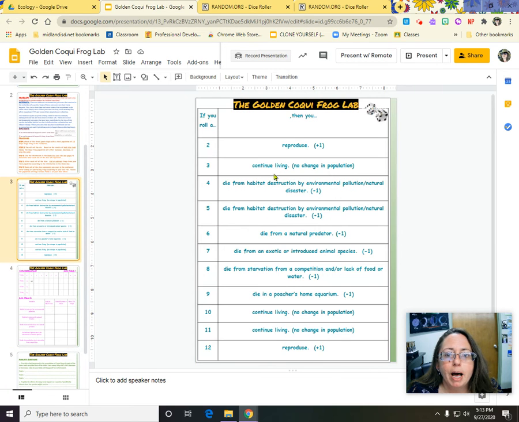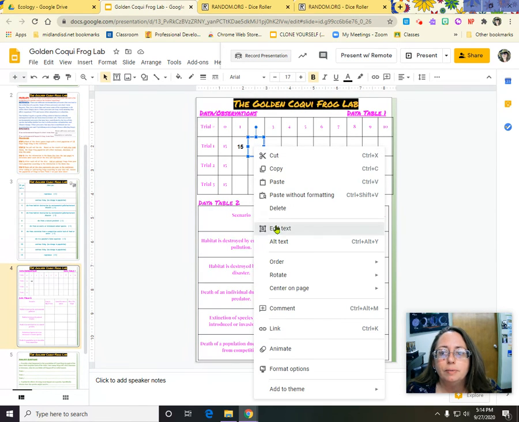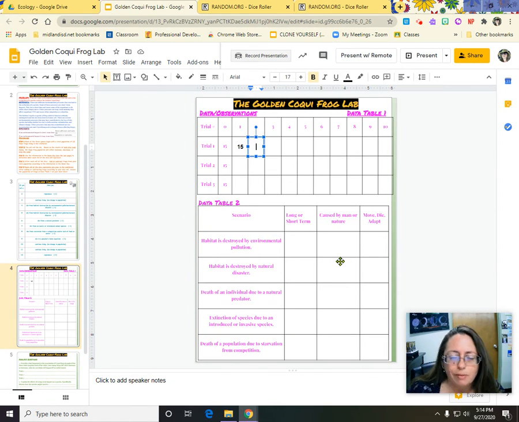So now I'm going to go back over here to my key. It says for a 7, die from an exotic or introduced animal species. That is an invasive species, dude. That's long term. Okay, so it says -1. So I'm going to come back over here and subtract 1 from 15. So now I'm at 14.